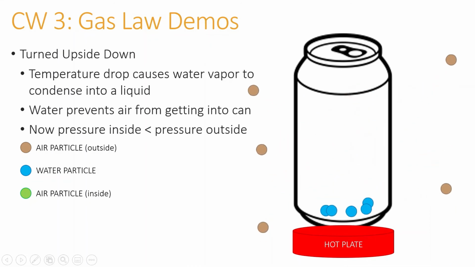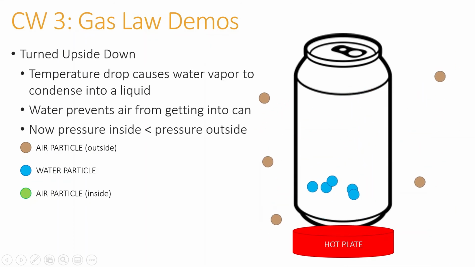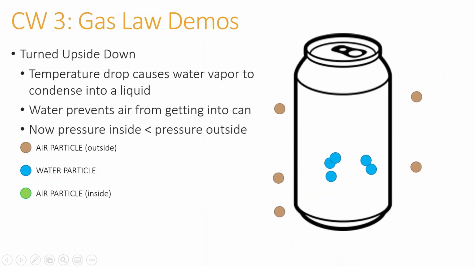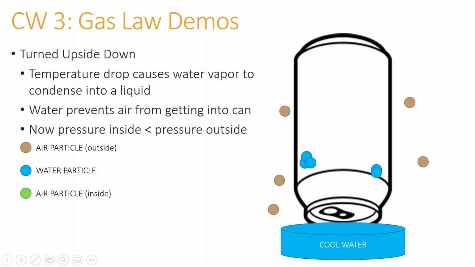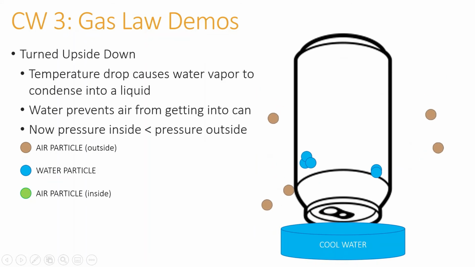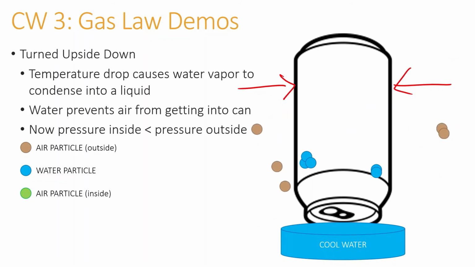Now I'm going to take this can, which contains my water vapor, and flip it upside down into some cold water. When I do this, all of those water particles are going to condense back into a liquid. So now there's no gas pushing out, but we still have the atmosphere pushing in. This results in the can being crushed.